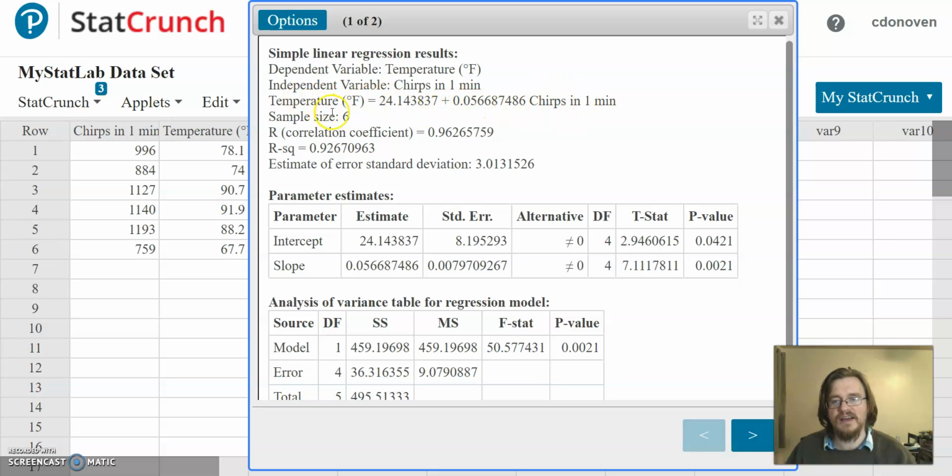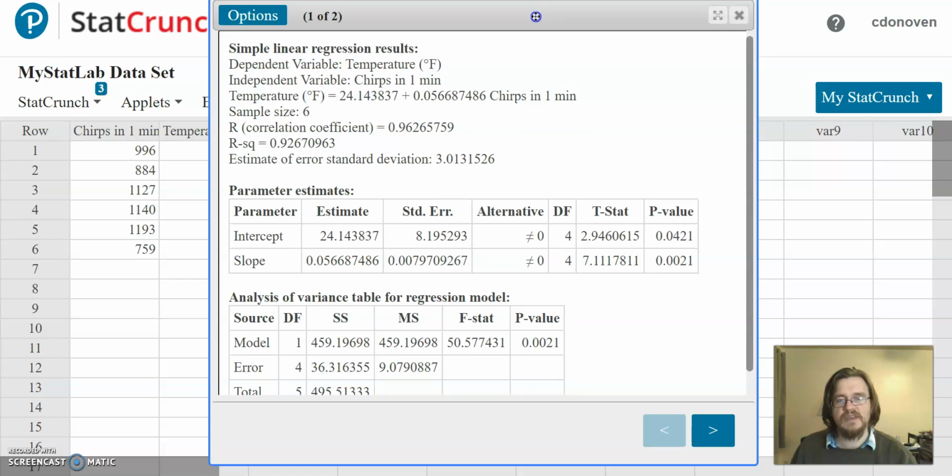0.05x. And then it comes down, it gives us our correlation coefficient, which is 0.96, which is very close to 1, which means that the data should be very linear. And then these numbers here, 24, we can read it off again as the intercept, and this 0.0566, this is the slope, and we can read it off again there. So it's the same things in a couple different places.